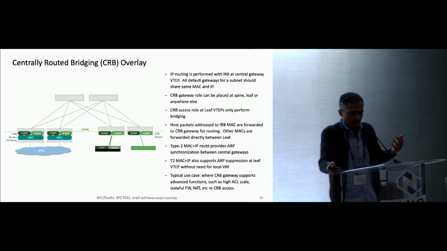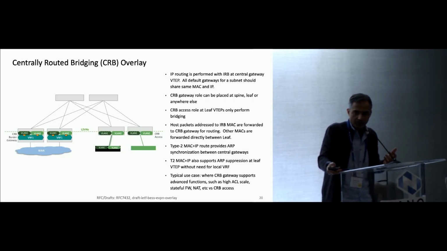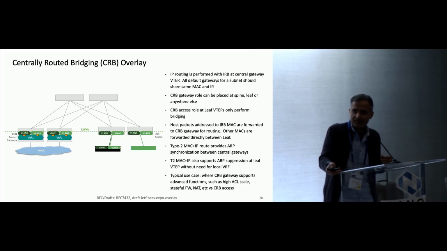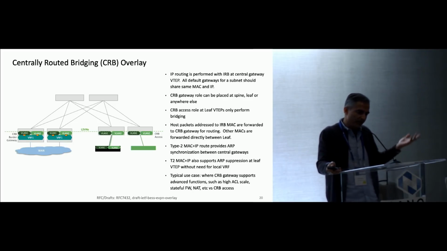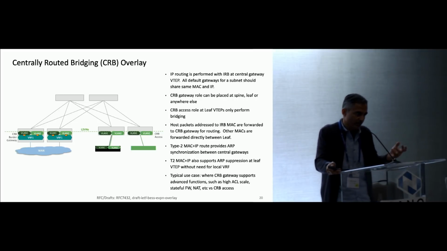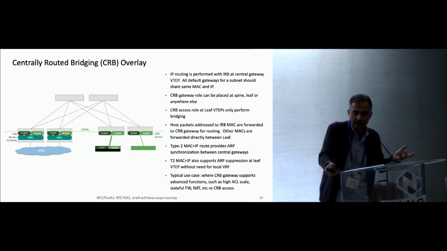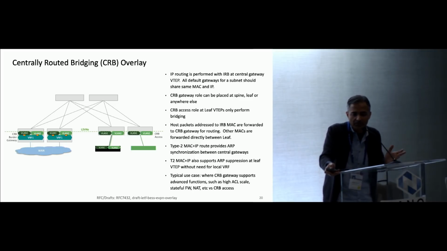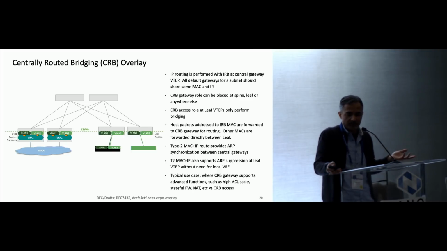So some of you are probably familiar with distributed inter-subnet routing and bridging. I will refer to that as edge-routed bridging because it's a lot less of a mouthful. You may ask, well, why do we need CRB? Why not ERB? There are use cases for it. For example, the CRB gateway might be implemented on a firewall, right? And you can't do what the firewall does on leaf switches, right? It may also be that the CRB gateway has better ACL scale, or it implements some other type of function that's useful.